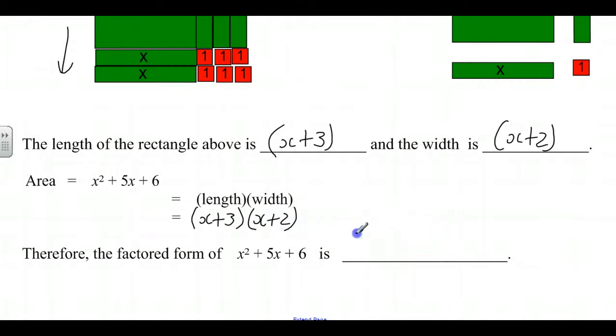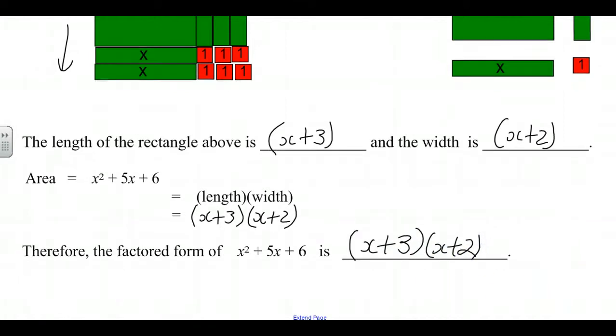And therefore the factored form is length times width. Factor is writing it as a product, right? So two things multiplied together.